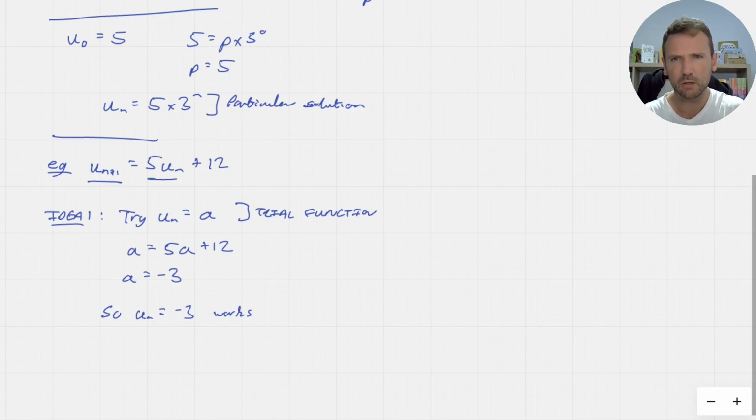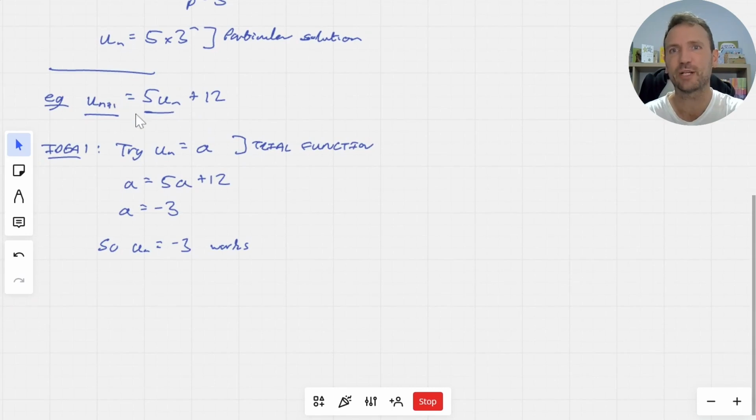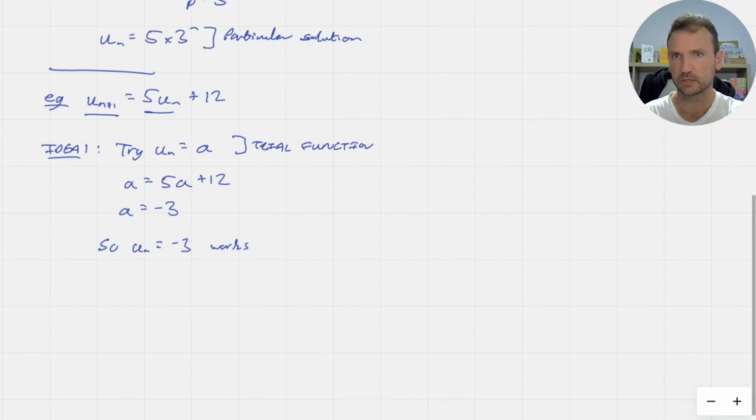works. But if I gave you an initial condition here, if I told you u0 equals 6, this isn't very general and we wouldn't be able to solve it. So it works, but it's not the most general possible solution to this recurrence relation. We're now going to have to go more broad.